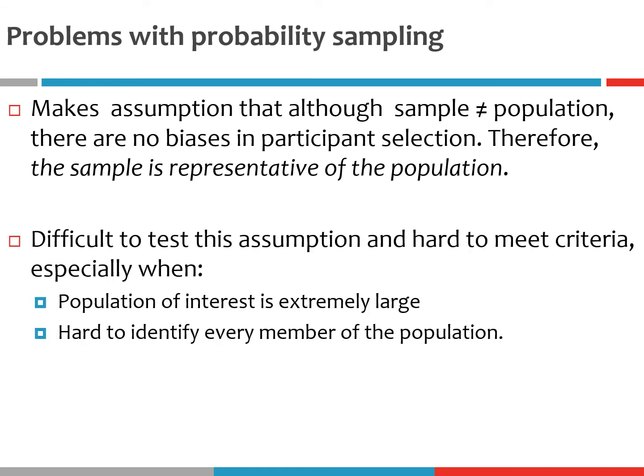And the problem with that is this assumption is a really difficult one to test, and it's also really difficult to meet that criteria, especially when the population that you're interested in is really big and there's lots of people. And also when it's hard to identify every member of your population, okay? If you don't have access to the entire population, it's very, very difficult to support the assumption that your sample is going to be representative of the population.